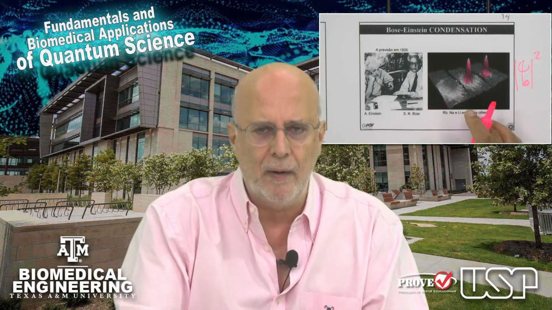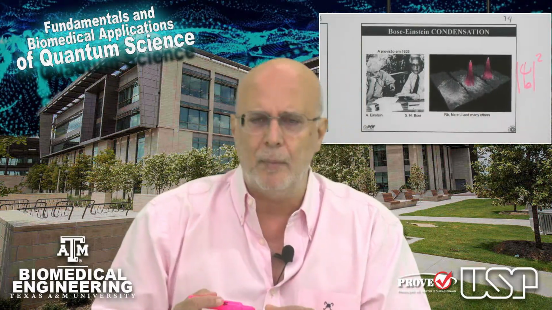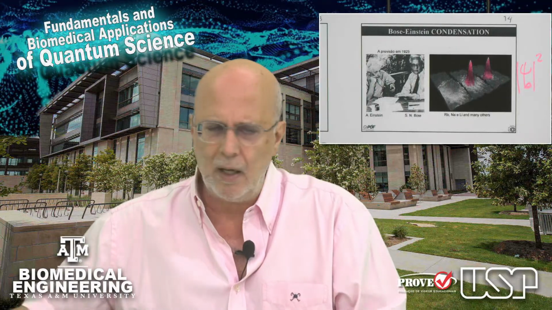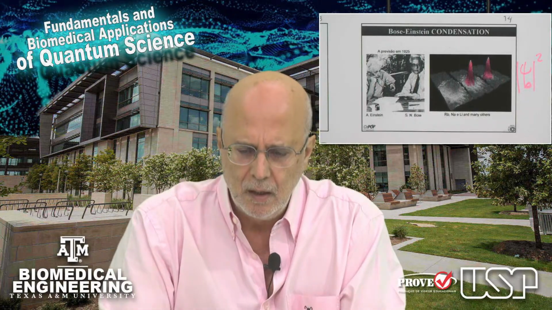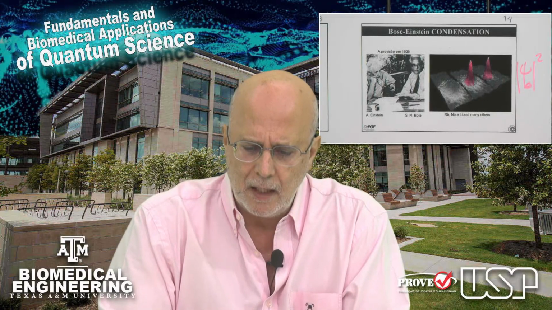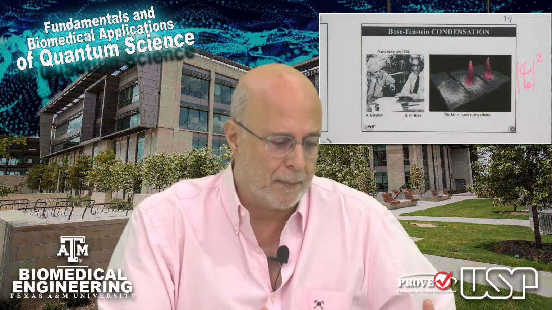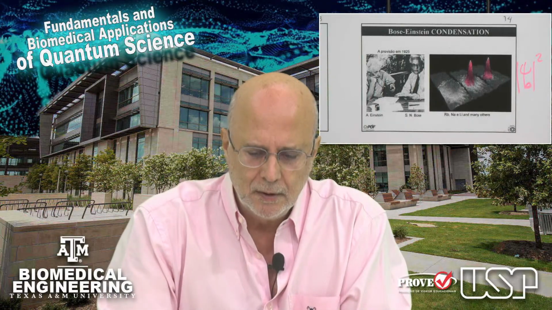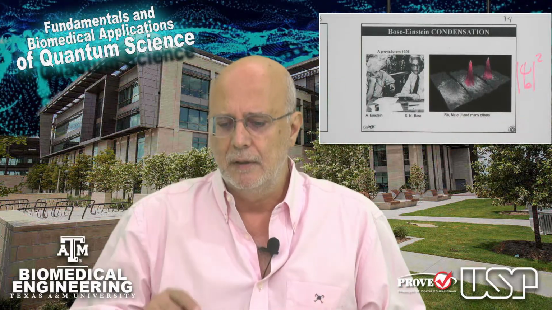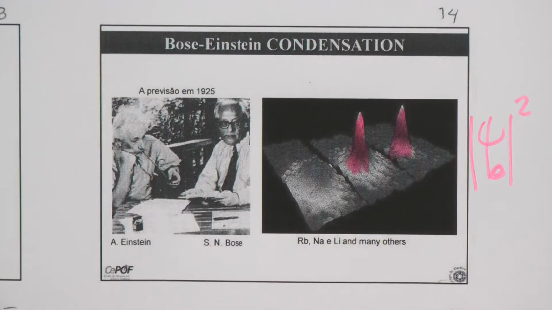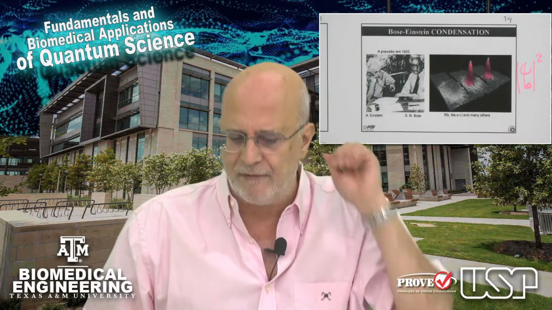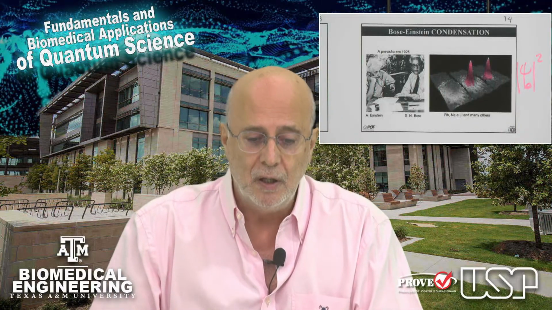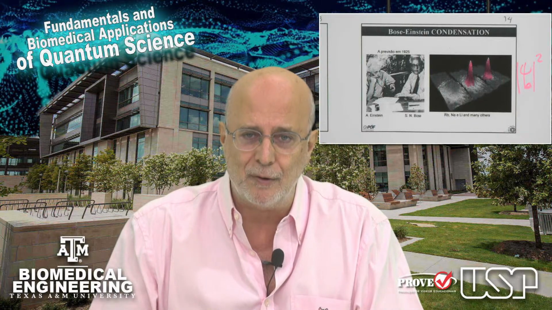And how do I observe this? I do an optical absorption. I send light to it, and I observe and measure the temperature. I know the temperature is compatible with my confinement. And then I produce this macroscopic wave function with all the atoms occupying the same wave function. And that's called Bose-Einstein condensation.